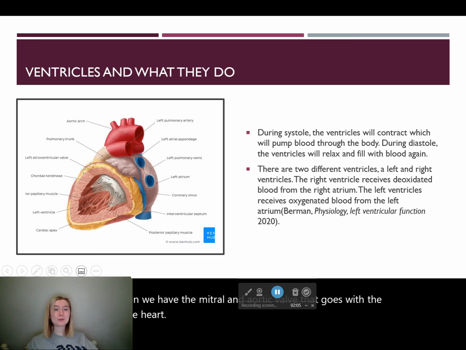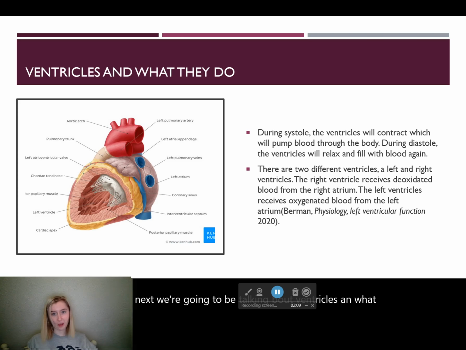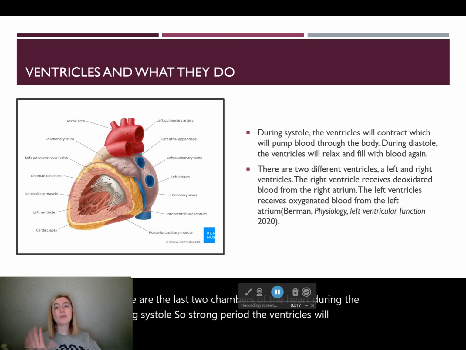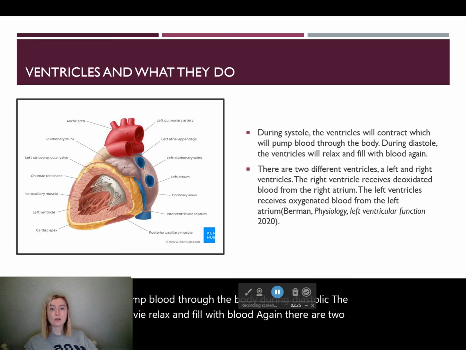Anyways, next we're going to be talking about ventricles and what they do. These are the last 2 chambers of the heart. During the systolic period, the ventricles will contract, which will pump blood through the body. During diastolic, the ventricles will relax and fill with blood again. There are 2 different ventricles, a left and right ventricle.